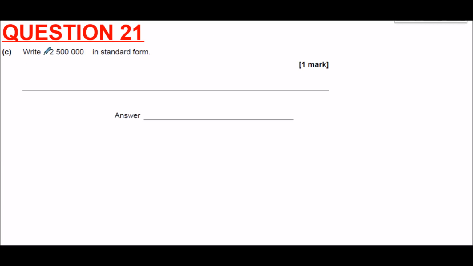Part C, we need to write this number, 2,500,000, in standard form. So I'm just going to write out the number here. If a number is a whole number with no decimal showing, the decimal will always be an invisible one at the end of the number. Now to put this into standard form, the first part of the number needs to be between 1 and 10.